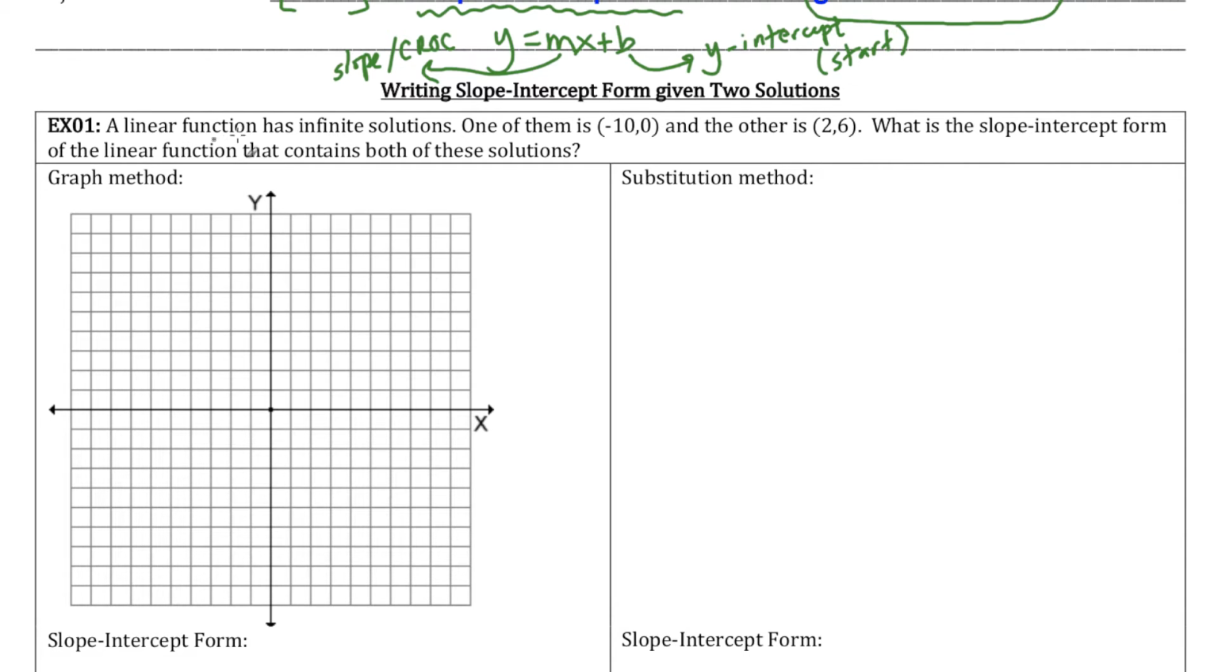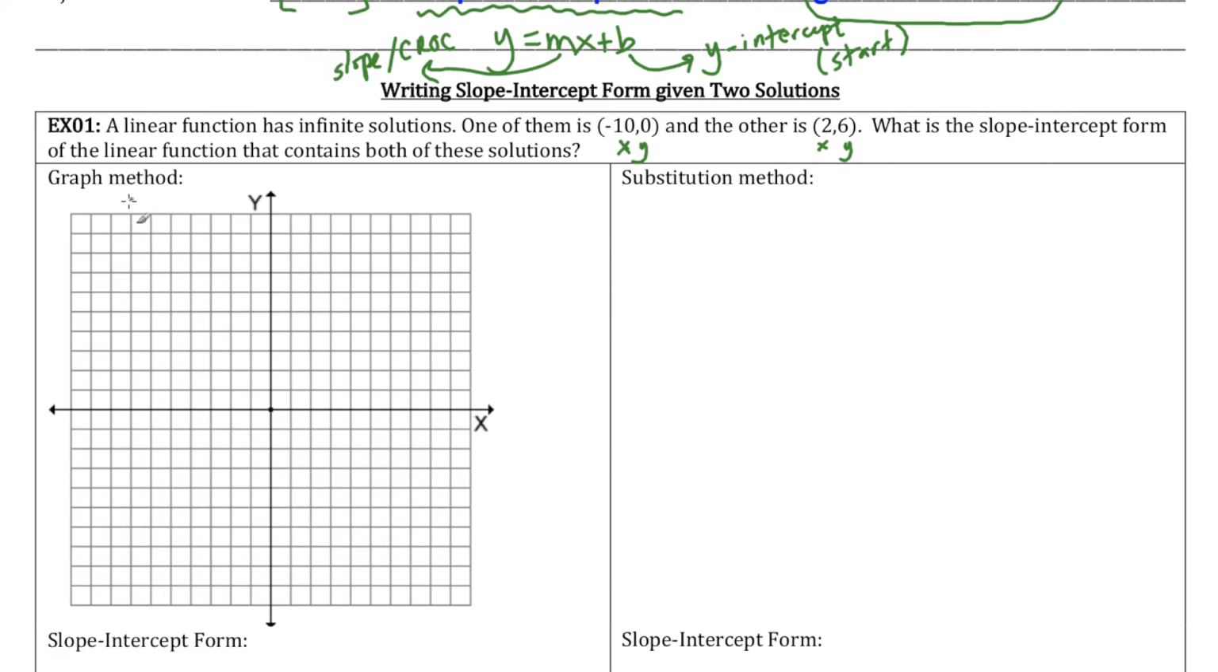So a linear function has infinite solutions. Like we have a bunch of dots, right? Infinite dots. One of them is negative 10, 0, and the other is 2, 6. So we have an x and a y, and an x and a y. What is the slope-intercept form of the linear function that contains both of these solutions?